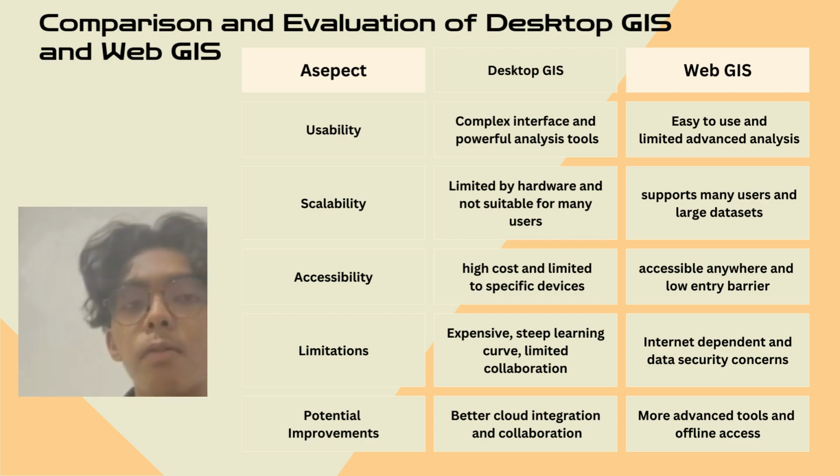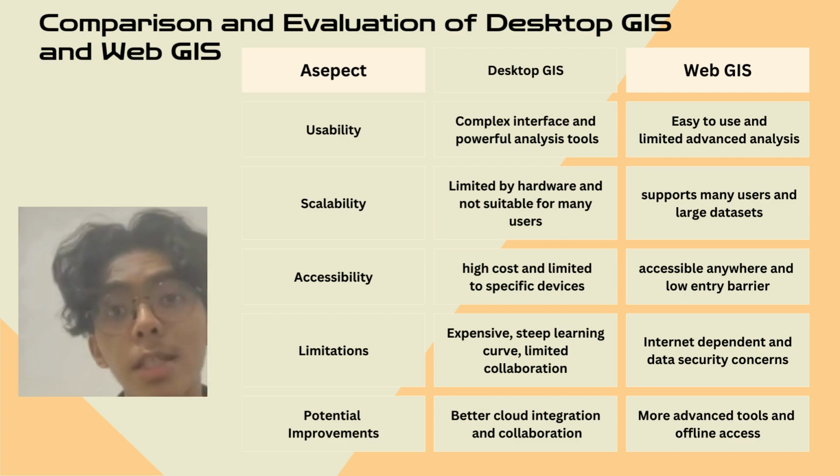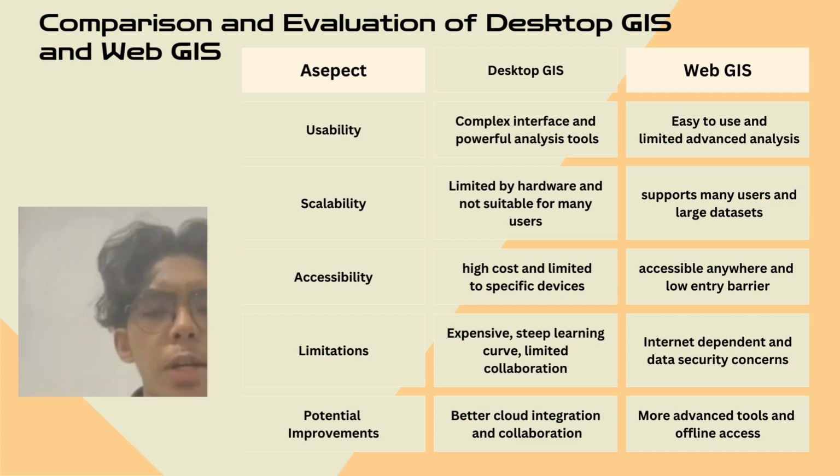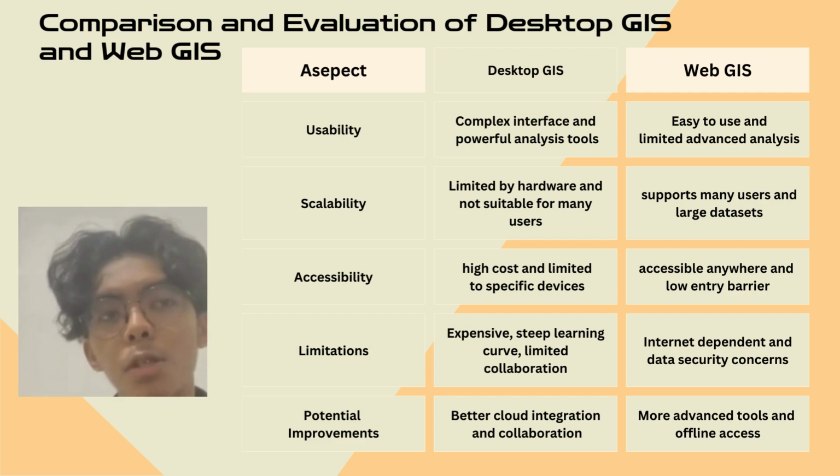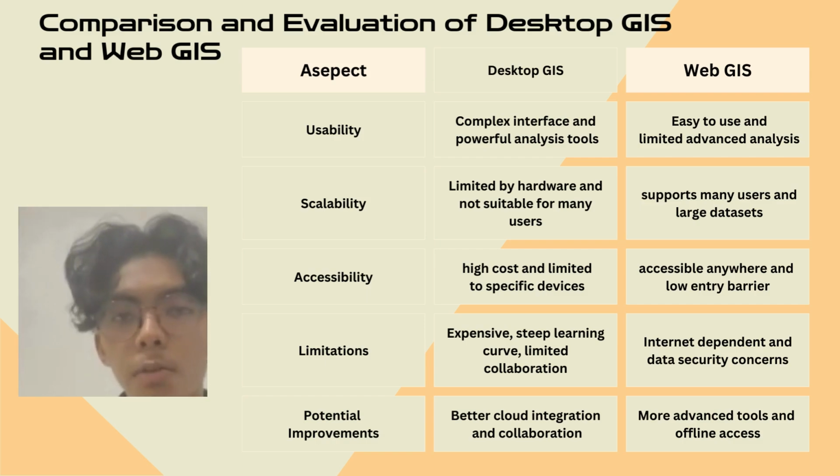And next, in terms of accessibility, desktop GIS requires software installation and is often expensive, which limits access to certain users only. Meanwhile, WebGIS can be accessed through a web browser from anywhere, making it more accessible and suitable for a wider range of users.